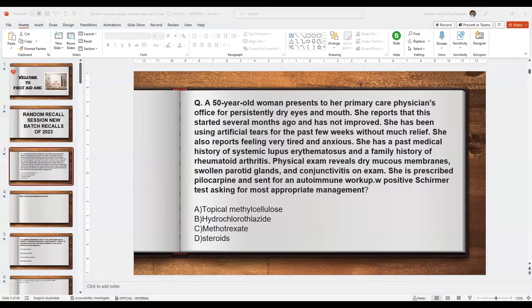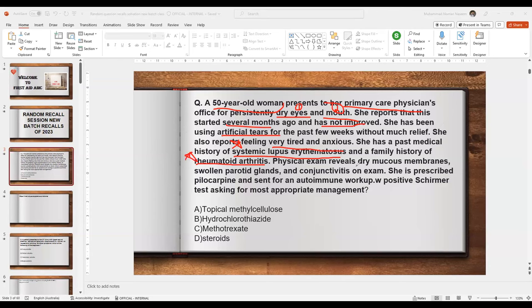Now, first question. Whenever we are looking at the stem of the question, always look at the key things that this question is being asked about. So the key things are, for example, a 50-year-old woman presents to the primary care physician's office with symptoms of dry eyes and mouth persistently. She reports that this started several months ago, so we know it's a chronic disease, and has not improved. She has been using artificial tears for the past few weeks without much relief. She also reports feeling very tired and anxious. She has a past medical history of SLE and a family history of rheumatoid arthritis.